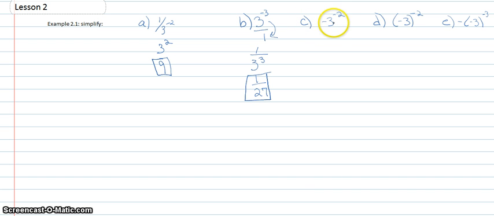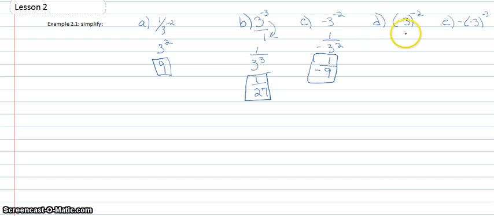In C, we have a negative 3 to the power of negative 2. Notice that this negative 3 is not in parentheses. So I'm going to have 1 over negative 3 squared. So it's the same process we used over here of just bringing that down to the bottom of our fraction. And then we'll square our 3. We have 1 over negative 9, and that's our answer.